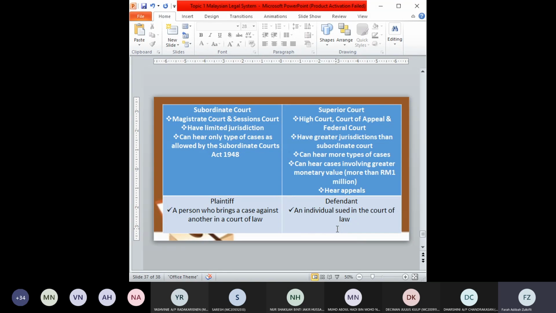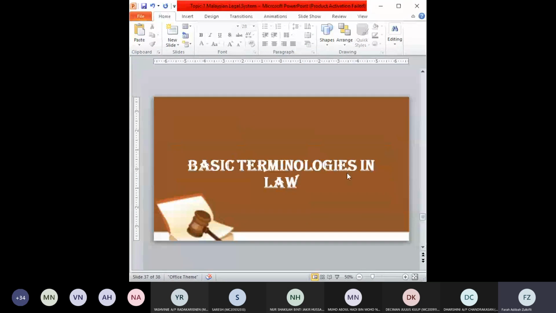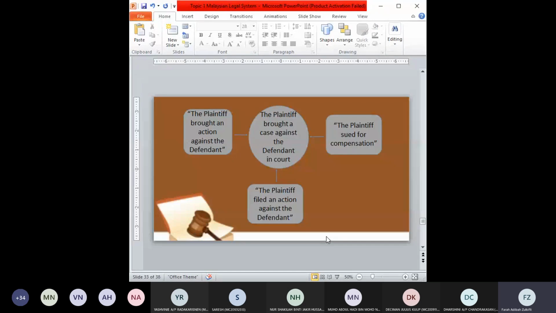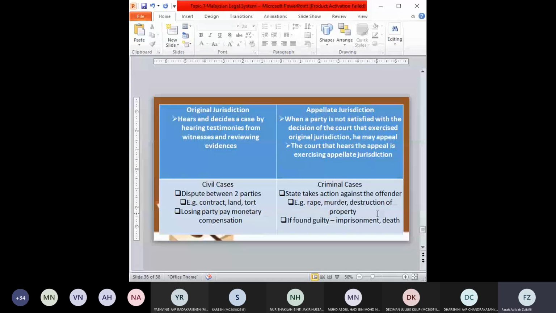So plaintiff and defendant I already mentioned before. That's some of the basic terminologies of law that come to my mind when I prepared the slides. Have you heard any other terminologies of law that you are interested to know? Maybe you came across it in the newspaper, or maybe you watched some videos about anyone talking about law, and you are curious about what some basic terminologies of law mean. Anyone have any question regarding the terminologies?